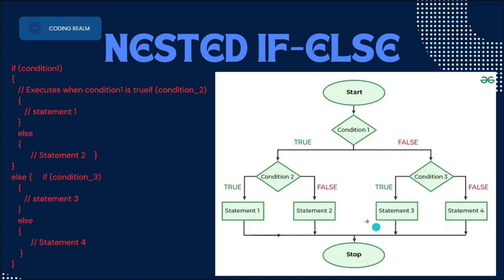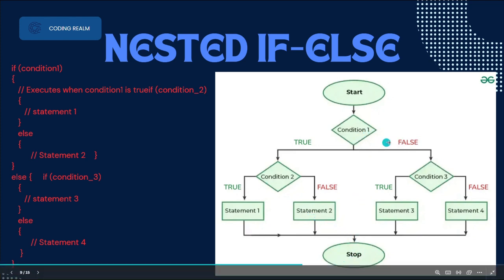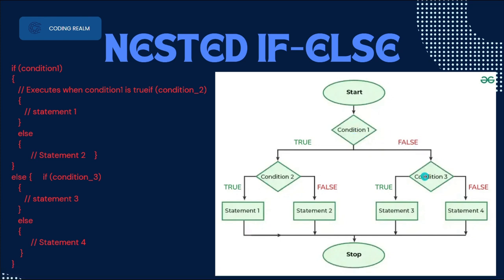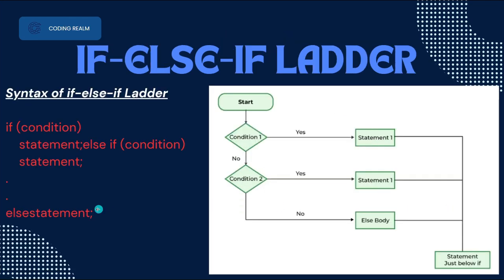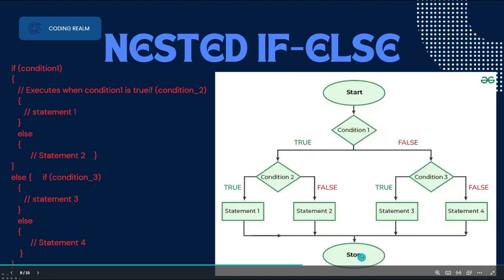And this is the flowchart of the nested if statement. We start our code, we have the first condition. If the first condition is true, we can put another condition, and if that condition is true, we execute this statement. If it is false, we go to the end of the code. And if the first condition is false, we put another condition. If it is true, statement 3 is executed, and if it is false, statement 4 is executed, then we go to the end of the code.